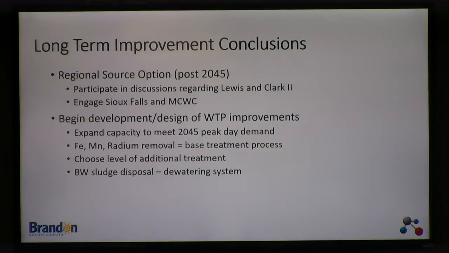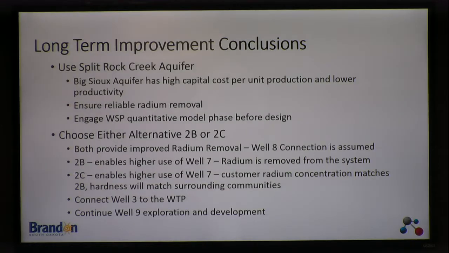So those are really the conclusions. In a nutshell, it's further investigate Split Rock Creek as a longer-term water source, and consider either the WRT at well number 7 as an additional treatment to mitigate radium, or reverse osmosis if you're interested in additional treatment with the treatment plant. Okay?